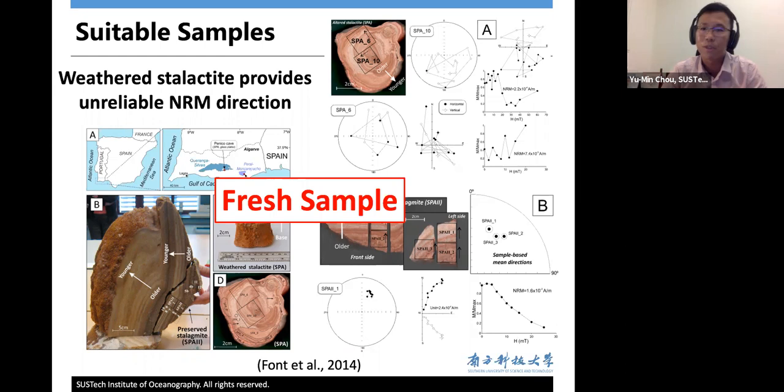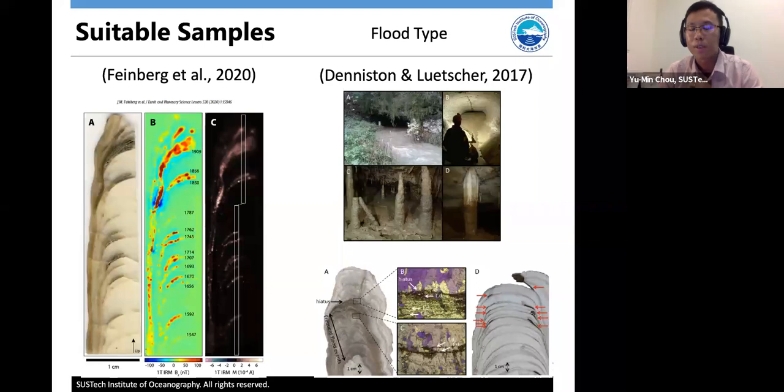And second, we have to check the cave situation for the stalagmite. In some caves, we know that some are floating-type stalagmites, and during the rainy season, this cave will be covered by water.